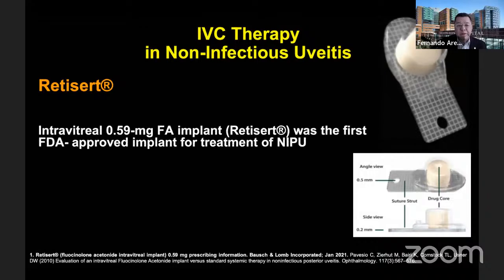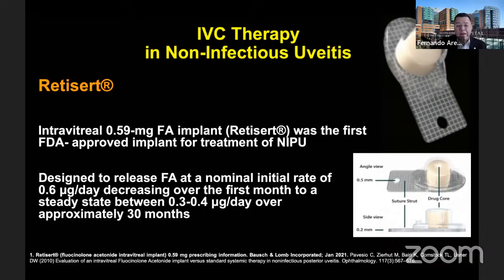So this is the Retisert. It's an intravitreal implant, 0.59 milligrams of fluocinolone, the first approved by the FDA for non-infectious posterior uveitis, and it's designed to release fluocinolone at a nominal initial rate of 0.6 micrograms per day, decreasing over the first month to a steady state between 0.3 and 0.4 micrograms per day over about 30 months.